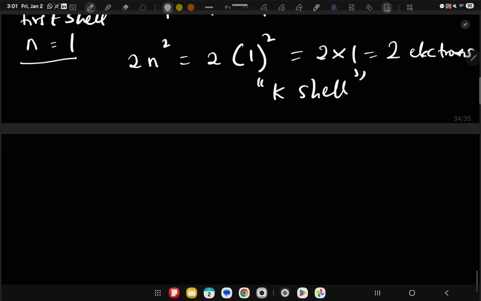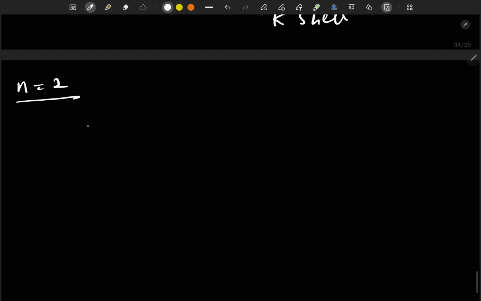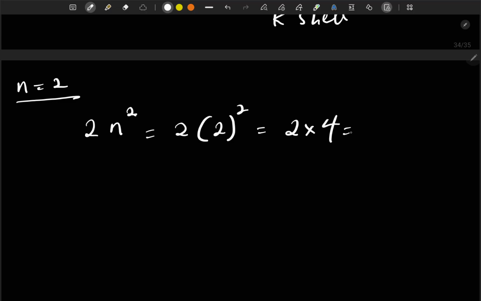Alright, so now how many electrons can go into the second shell? When n is equal to 2, we are still going to use the same formula, 2n raised to power 2, which will be 2 multiplied by 2 raised to power 2, which is 4. 2 times 4, that will be 8 electrons. So for the second shell, it can have a maximum number of 8 electrons, and this second shell is known as the L shell.